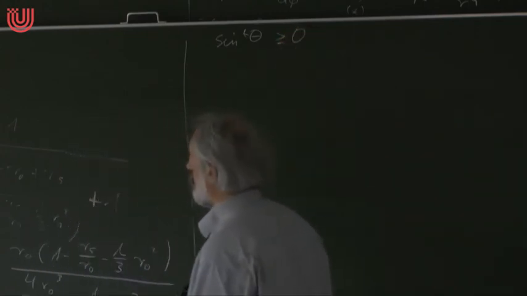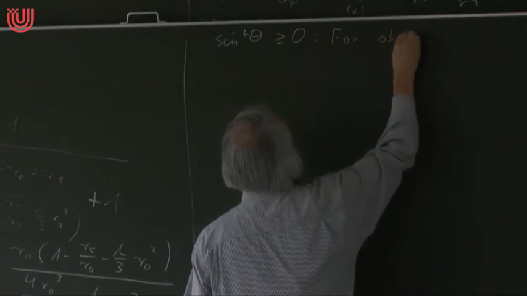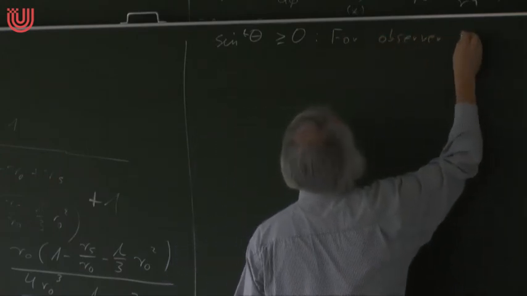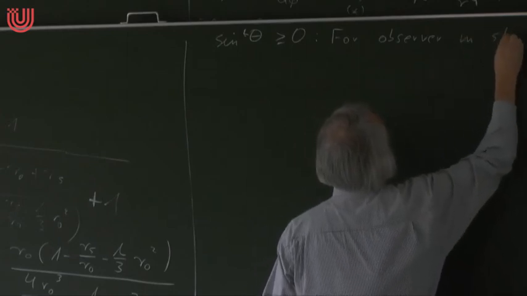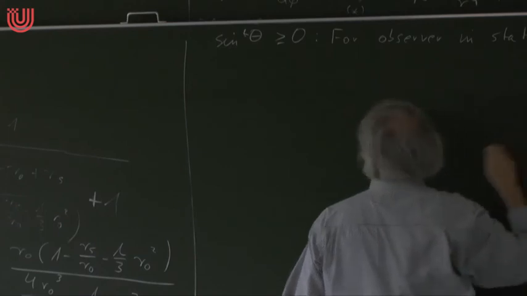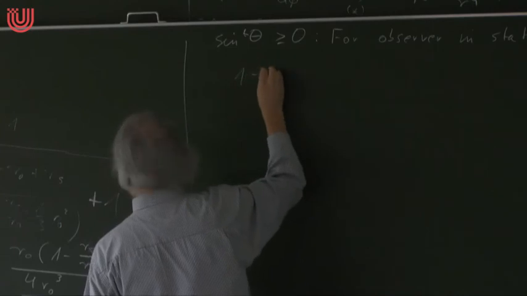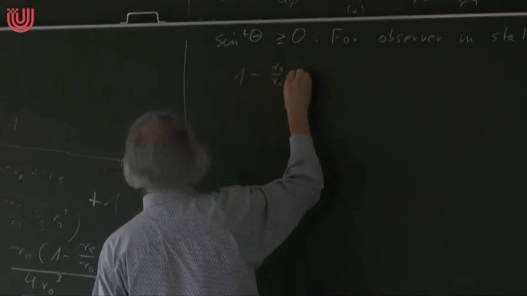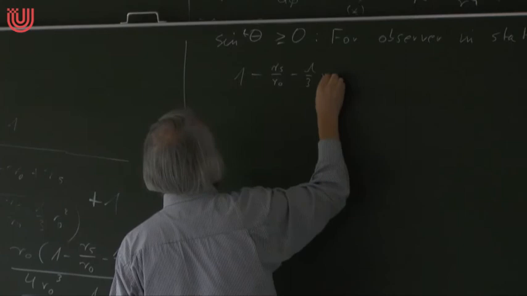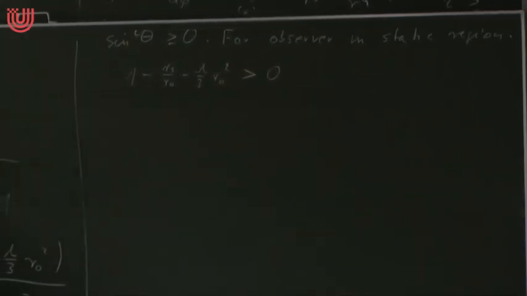bigger or equal than 0 for an observer in the static region. That's what we want to consider. So we have that this here is positive: 1 minus R_S over R_0 minus lambda over 3 R_0 squared is bigger than 0. Yeah? That's the static region, the region where t is a time-like coordinate. That's where we put our observer.